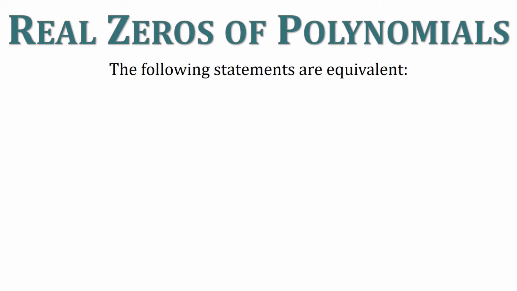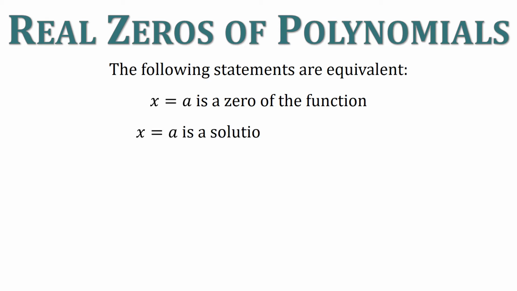Real zeros of polynomials. Another word for zero is solution, right? So let's look at the following statements. They all mean the same thing. They're just different ways of saying it. X equals a number a, where a just represents any number, is a zero of the function. Meaning it's a solution, it's an answer, it's a root, right? X equals a is a solution of the function.